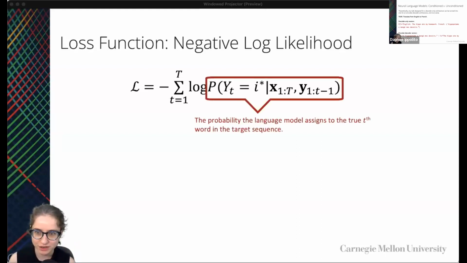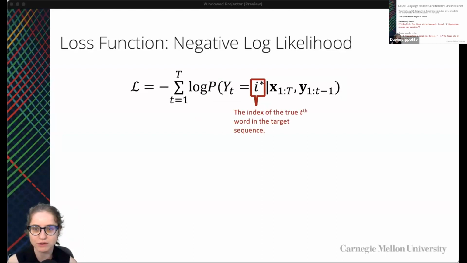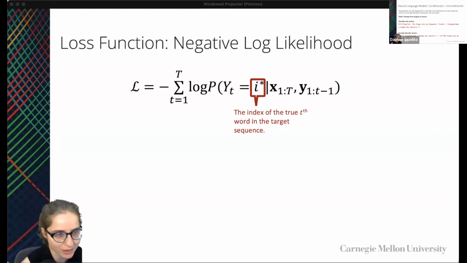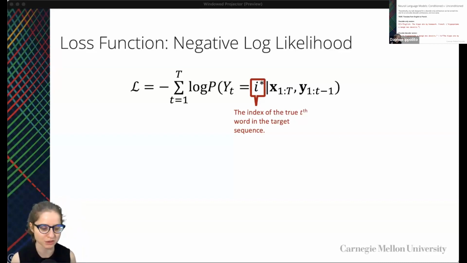Just to reiterate, the portion of the equation I've highlighted here is just the probability the language model assigns to the true t-th word in the target sequence, given the input sequence X and the previous tokens in the target sequence. I'm using i star here to refer to the index into the vocabulary of the true t-th word in the target sequence. So if the true t-th word is the word dog, then this would be the index of the word dog in the vocabulary. Our goal is that the language model's prediction is as close as possible to the true next word in the sequence.